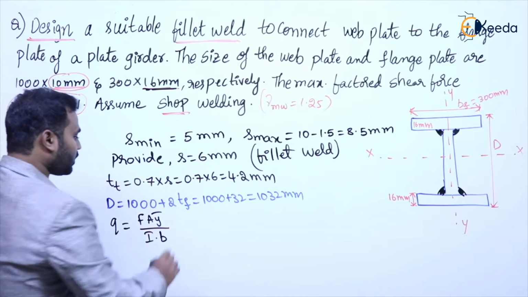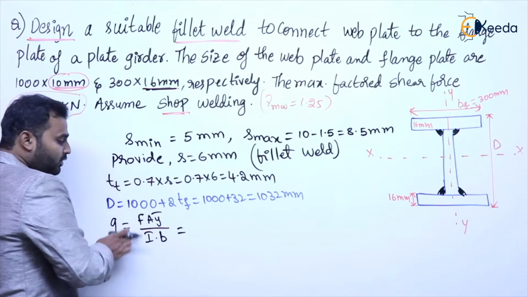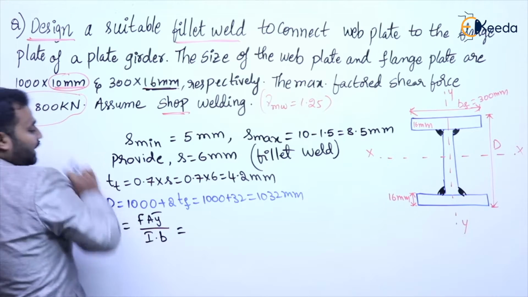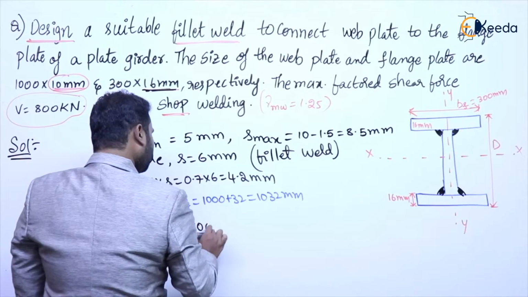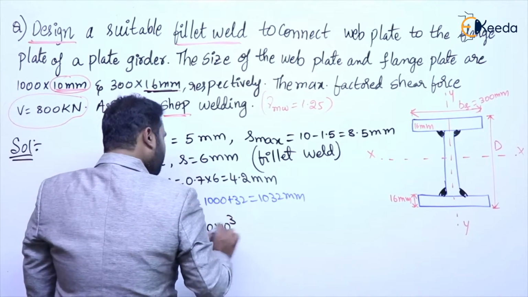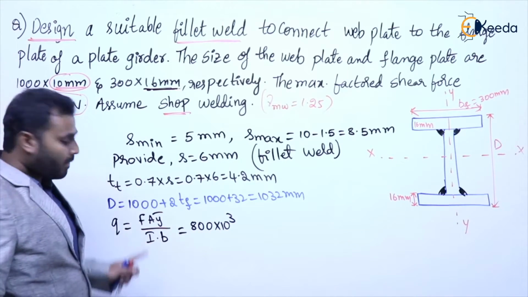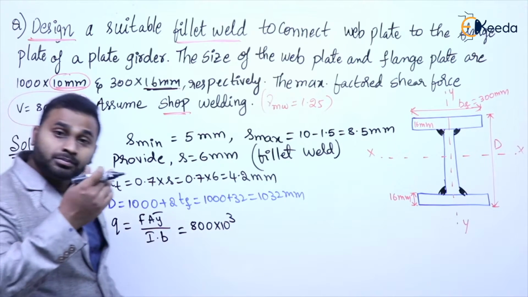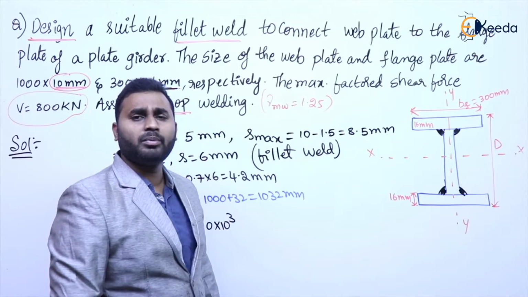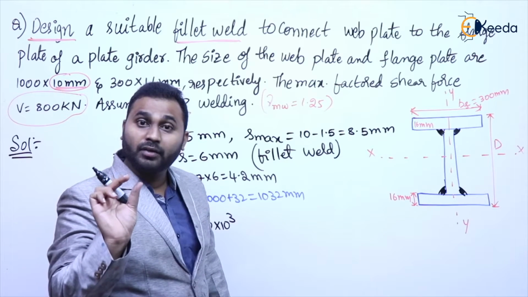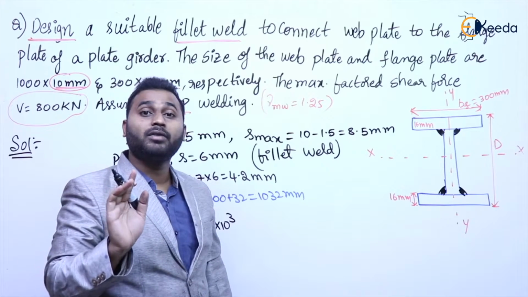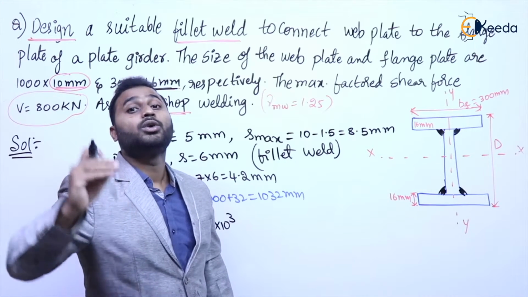Is that okay? Now coming to the terms here, as we know each and every term: F is nothing but the shear force. How much is the shear force given in the question? 800 into 10 cube. Now what is A Y bar? A Y bar is the moment of area. A Y bar is nothing but the first moment of area from the point of interest to the extreme fiber of that cross section.